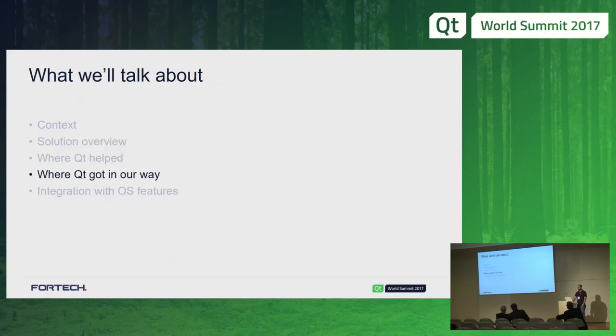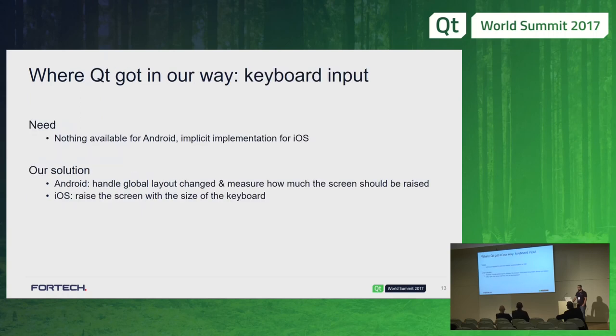Now, where Qt got in our way and caused a bit of pain was the keyboard input. The main issue was that when you have a text field and you need to enter some text, depending on the platform, you would either get the text covered by the keyboard. If it was in the bottom part of the screen, you sometimes would mess up the entire layout. It was just a mess there. What we ended up doing for both platforms was to detect when we are going to show the keyboard and raise the screen accordingly to make space for the keyboard so it doesn't overlap. Kind of an ugly hack, but it worked.